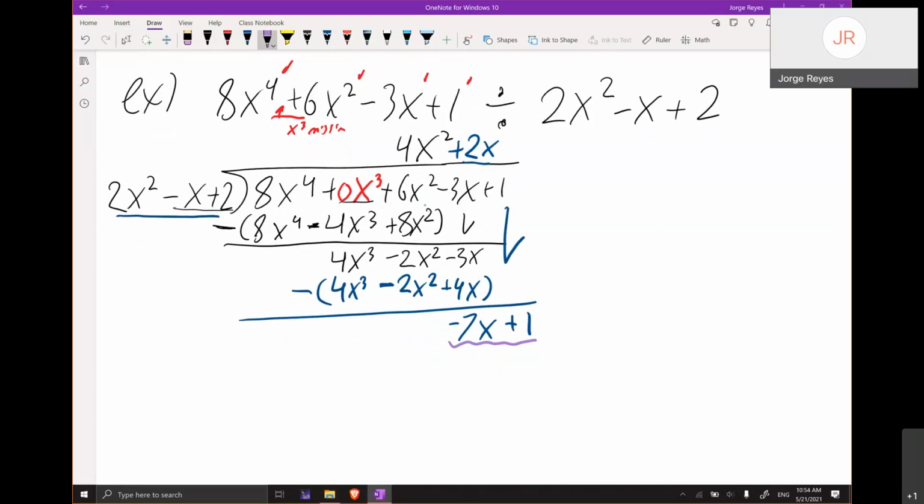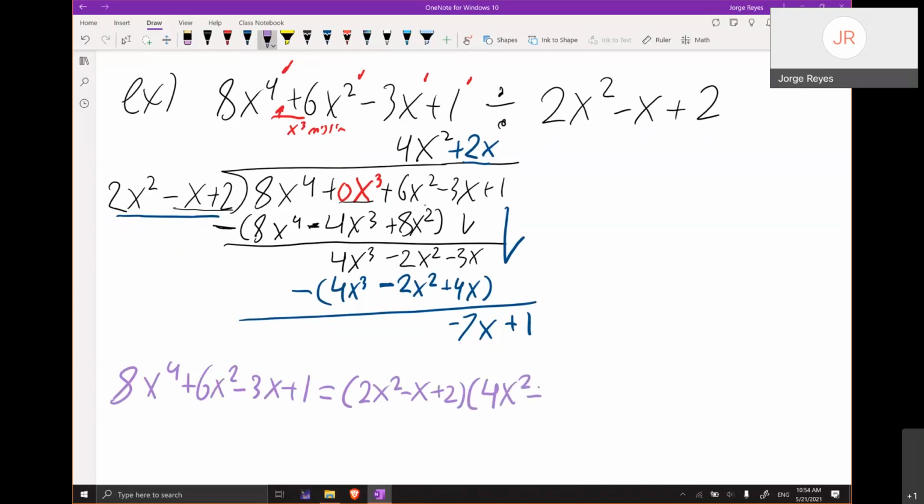Because this has degree 1, but this has degree 2, right? So officially we're smaller than what we're dividing by. So that's the remainder. So the answer is 8x to the 4th plus 6x squared minus 3x plus 1. Okay, that's going to be equal to the 2x squared minus x plus 2 times 4x squared plus 2x. Okay, and then plus remainder. So this.